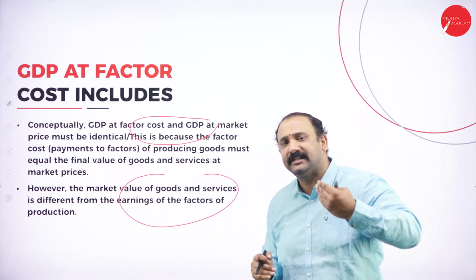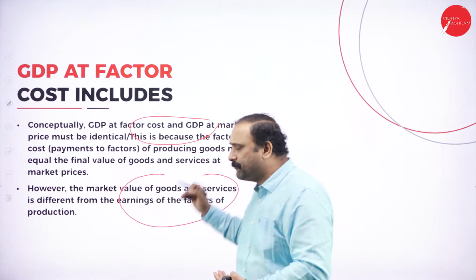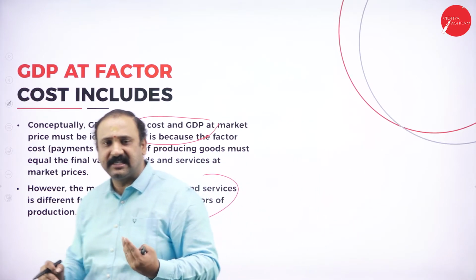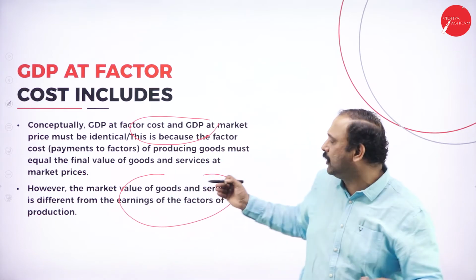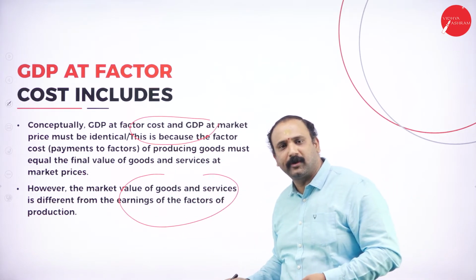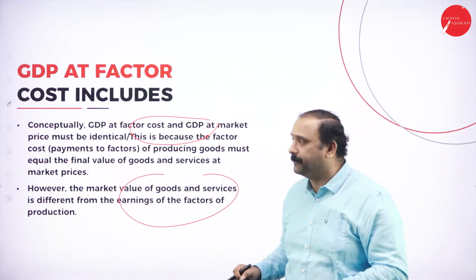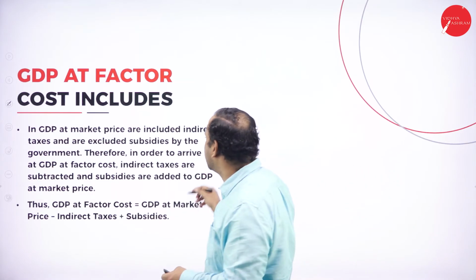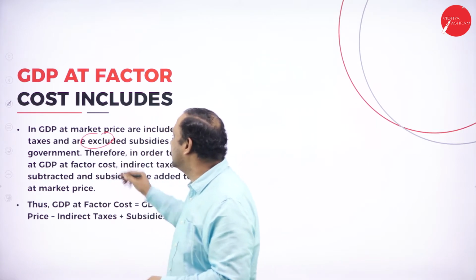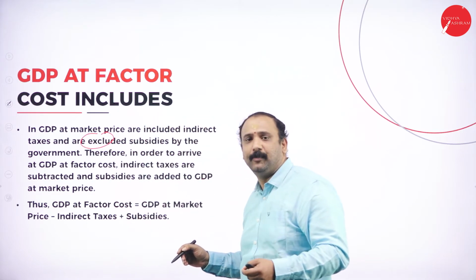There is a variation at the market value altogether. So what we try to understand here is that the input cost might not be true every time. It will vary automatically. So that's what we are trying to talk about from the factors of production here, followed by GDP at market price, which includes indirect tax and excludes subsidies by the government.